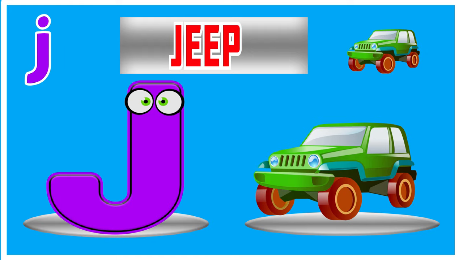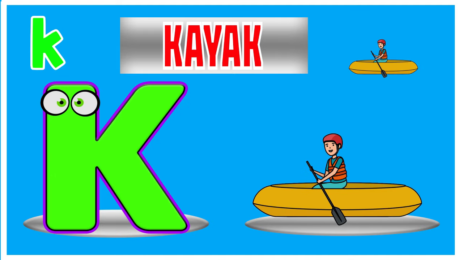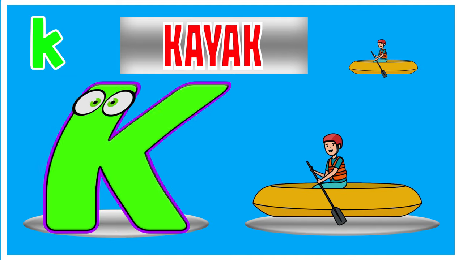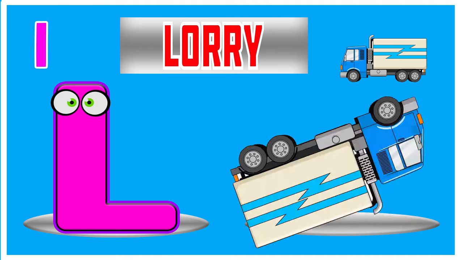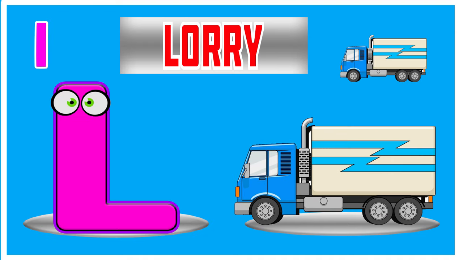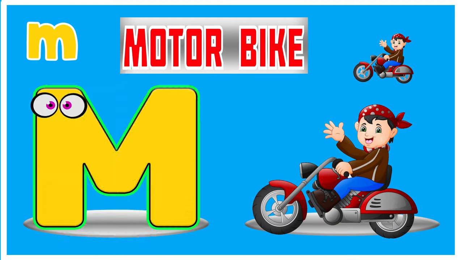J is for jeep, j, j, jeep. K is for kayak, k, k, kayak. L is for lorry, l, l, lorry. M is for motorbike, m, m, motorbike.